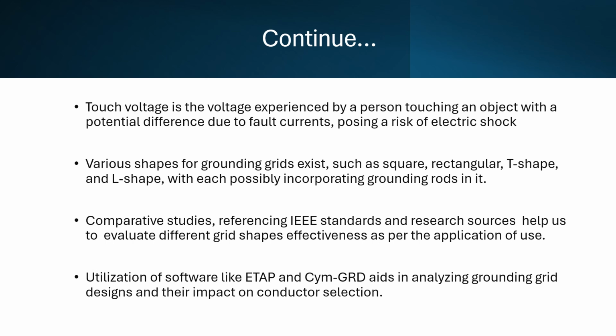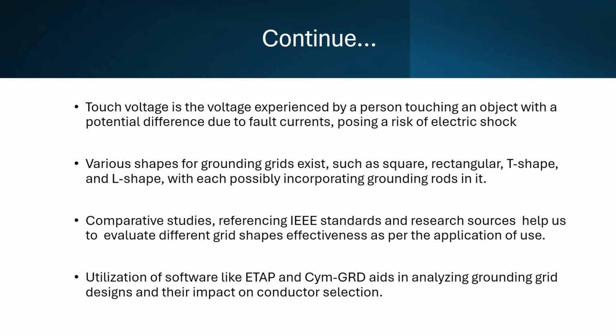Various shapes of grounding grid exist, such as square, rectangular, T-shape, and L-shape, with each possibly incorporating grounding rods in it. Comparative studies referencing IEEE standards and research sources help us to evaluate different grid shapes' effectiveness as per the application of use. So basically, for a particular application, we can use a square shape grid also, or a rectangular shape grid also. So it depends on the type of application that you are using. For this project, we are using the rectangular grid.